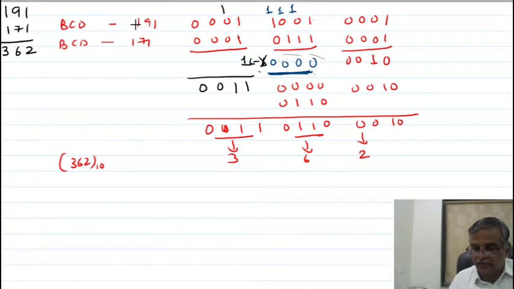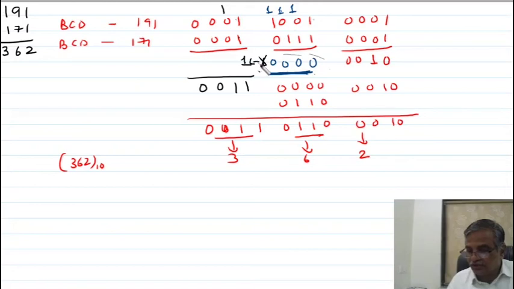So what I did, I have written the BCD code of 191. I have written it like this: BCD code of 1, BCD code of 9, BCD code of 1. And the BCD code of 171 I have written. Then we did addition. Here you see by adding this you are getting a 5 bit.